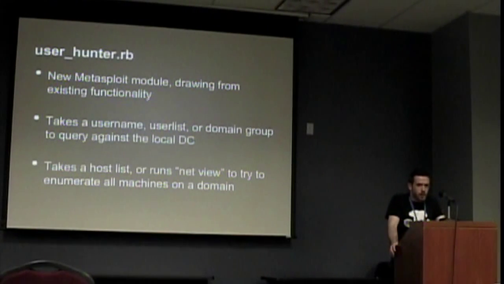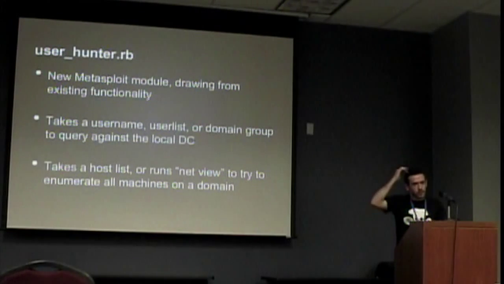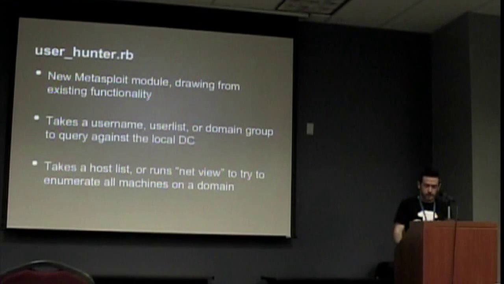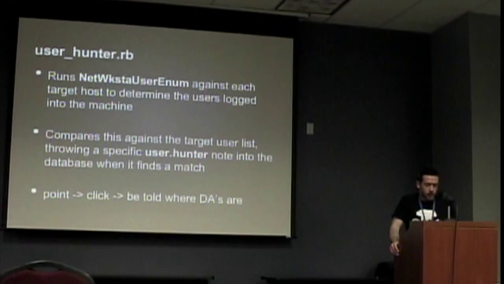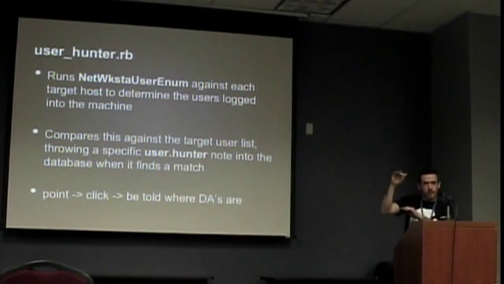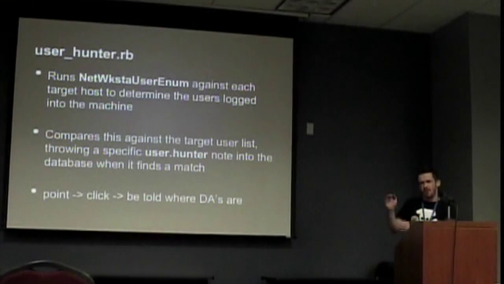It can take a username, a user list, or a domain group, like domain admins or power users or whatever it is, and query for all those users against the current domain controller. You can take a host list, or it'll run a net view to get all the active hosts on the domain. The whole point is you want all your target users and all your target machines. Then it runs on every machine it finds. It runs that nifty NetWkstaUserEnum against every target host. So it takes the list of machines and gets the list of every user logged in for the machines that it can access.